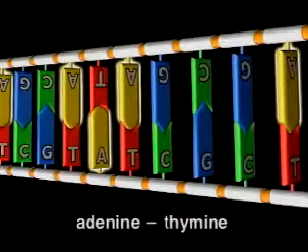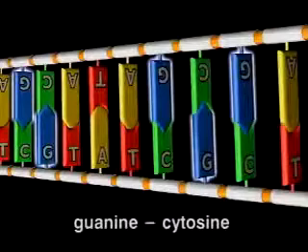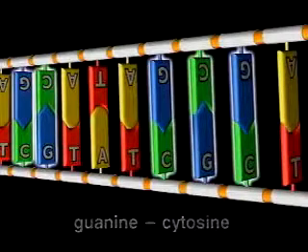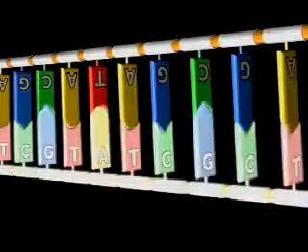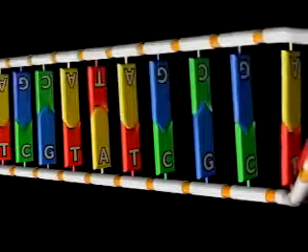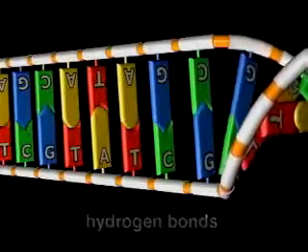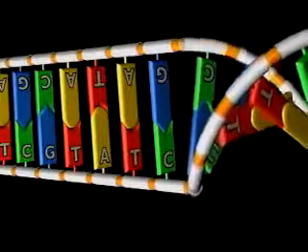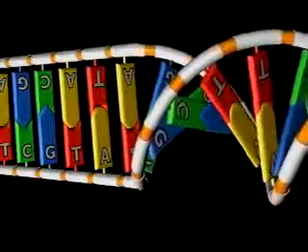Adenine always pairs up with thymine, and guanine with cytosine. This precise base pairing means that the base sequence in one strand is complementary to the sequence in the other. The base pairs are held together by relatively weak hydrogen bonds. But when summed up over the whole DNA double helix, these hydrogen bonds impart great stability.